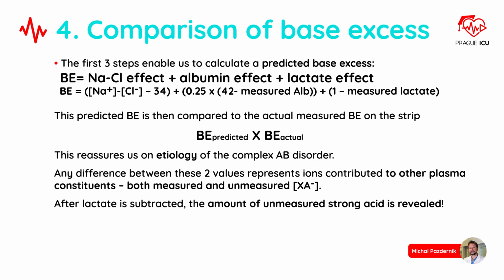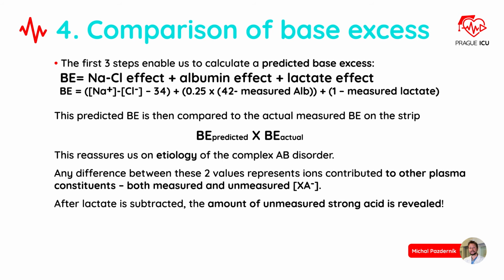Step number 4 is a comparison of base excess. The first 3 steps enable us to calculate a predicted base excess. BE equals sodium minus chloride effect plus albumin effect plus lactate effect. This predicted base excess is then compared to the actual measured base excess on the strip. Base excess predicted versus base excess actual.